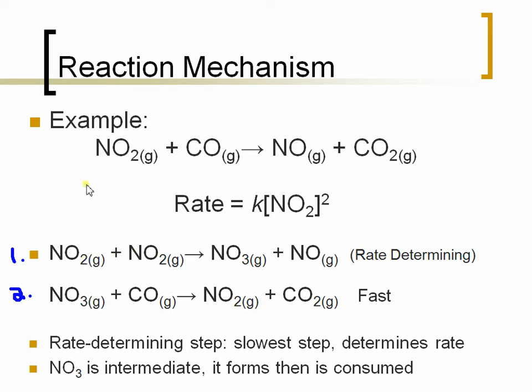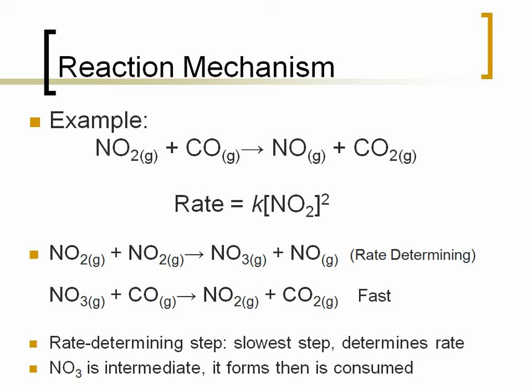When we start to look at this on a molecular level, two NO2 molecules will actually collide with each other. After that collision happens, NO3 gets produced and an NO gets produced. That happens in the first step. In the second step, the NO3 that was produced in the first step will now collide with a CO. After that collision, it'll form NO2 and CO2. This happens in the second step. So this is a two-step process.